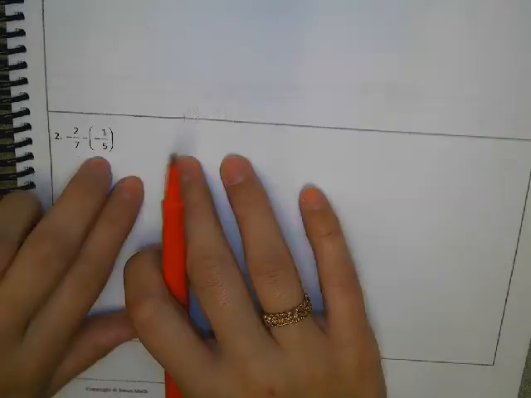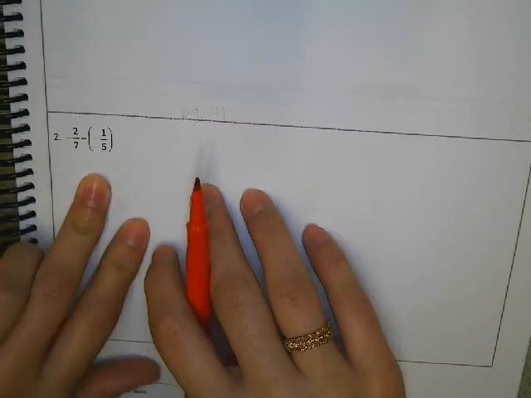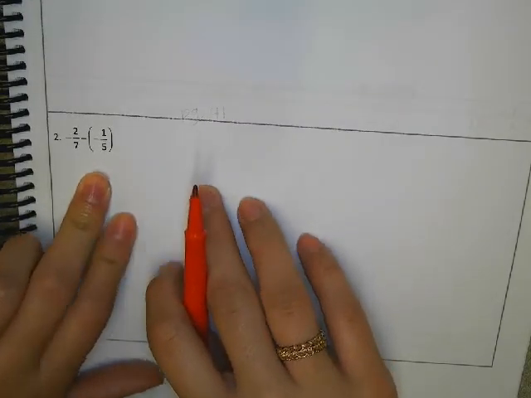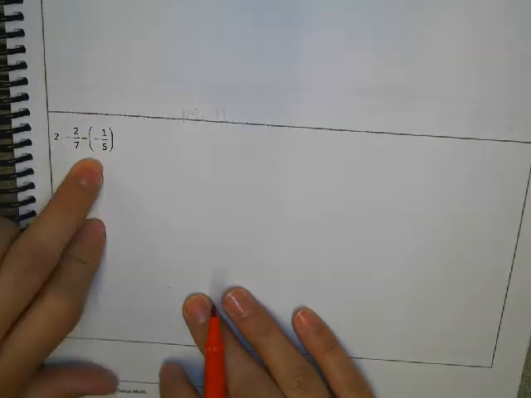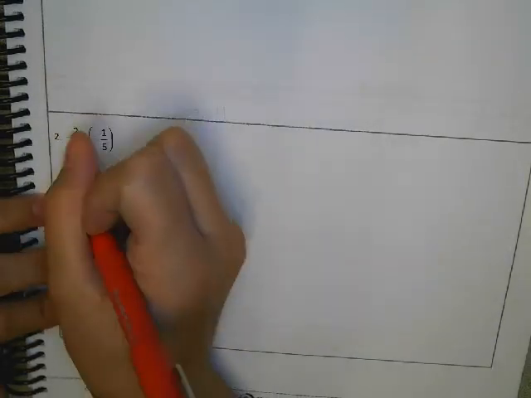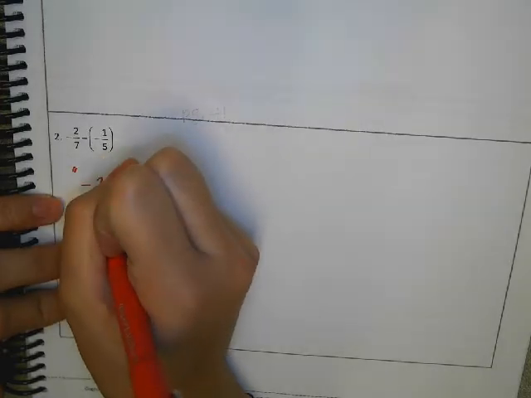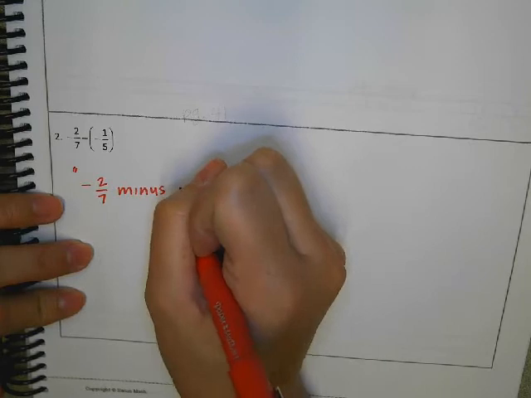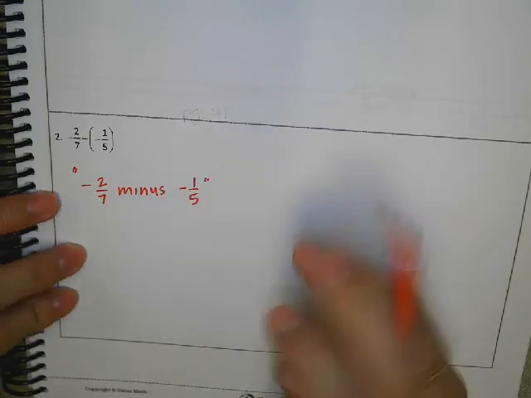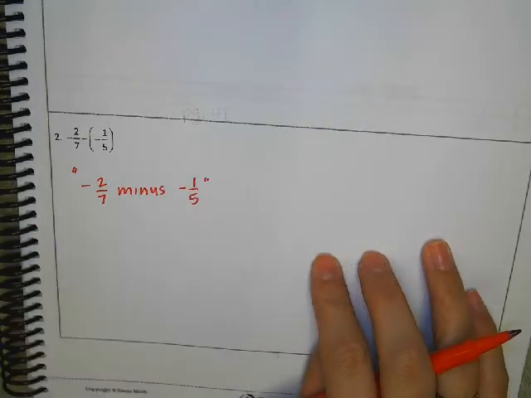Okay, so this problem is not in your book, so you are just watching me. So we have negative 2 over 7 minus negative 1/5. So again, we have subtraction. So I'm just going to write this out as negative 2 over 7 minus negative 1/5. So again, this is not in your book. That's why I'm writing it in red.